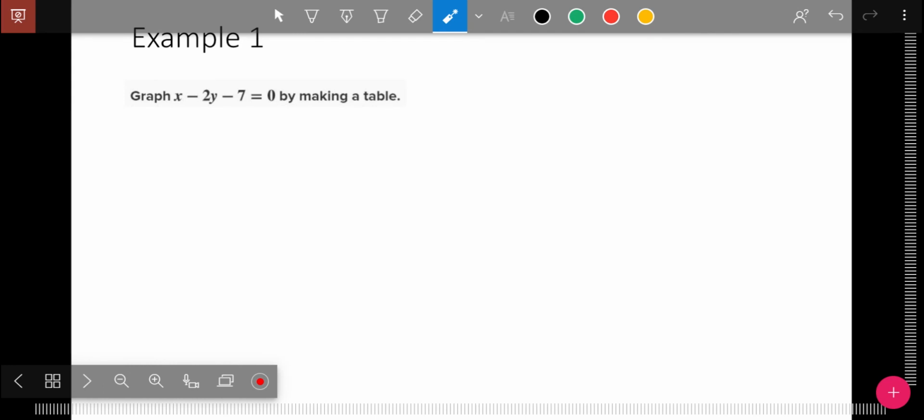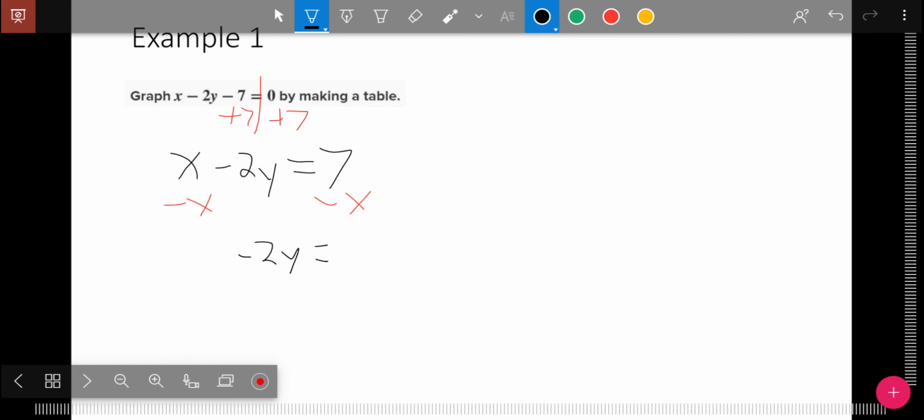All right, let's look at examples. To make a table here, the first thing I need to do, again, would be to solve it for y. And so I'm going to add 7 to both sides of this equal sign. I get x minus 2y equals 7. I'm going to minus the x over. And then that gives me negative 2y equals, it would be okay to put 7 minus x. I get so used to writing things in slope-intercept form, I would write the x first, so it's negative x and then positive 7.